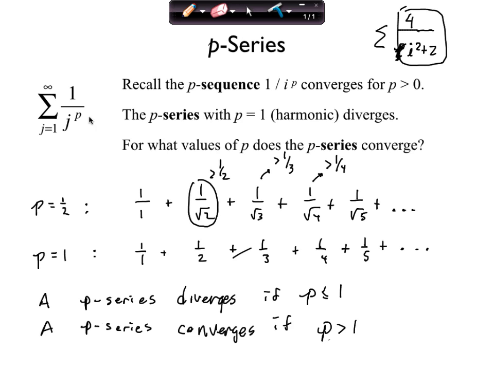All right, I'll just use this. The bigger that p is, the faster those terms get small, and that's the determining factor. Do they get small enough fast enough to sum to a finite number? Or do they not get small enough fast enough, like the harmonic series, and just keep growing?